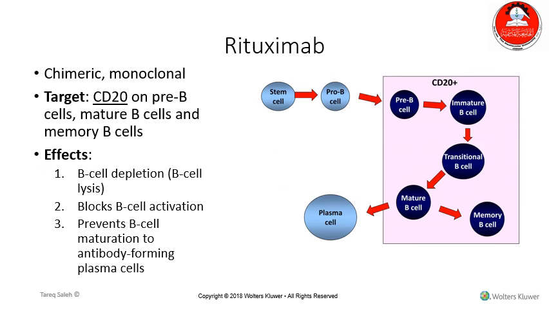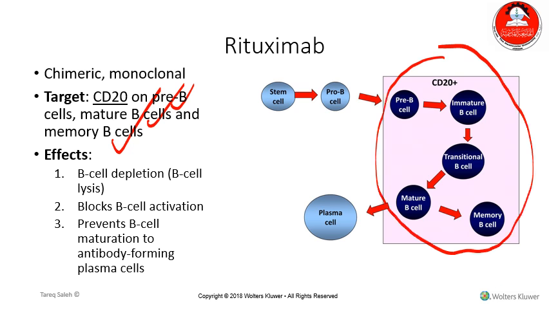Rituximab, on the other hand, is also another chimeric monoclonal antibody. However, rituximab does not target T cells. In fact, its target is a receptor called CD20, and CD20 is a receptor located only on B cells, mainly pre-B cells, mature B cells, and memory B cells. Okay, all of these cell types express the receptor CD20.